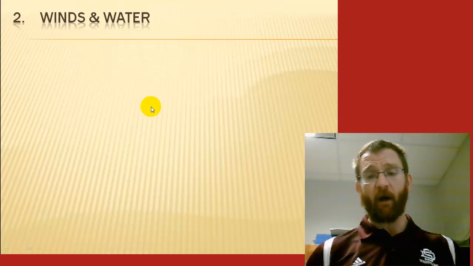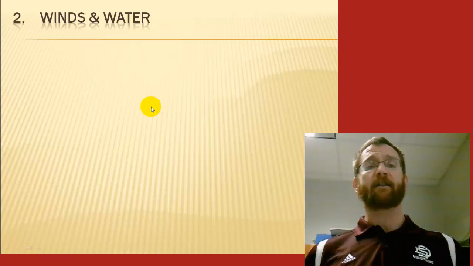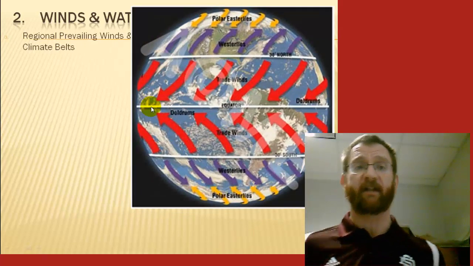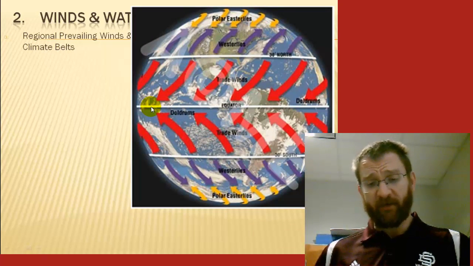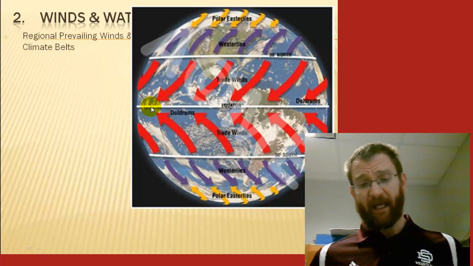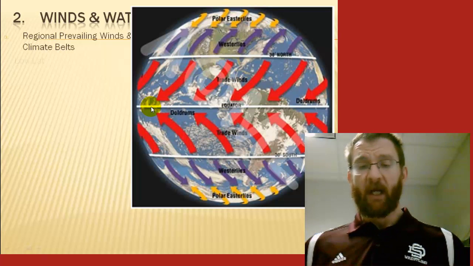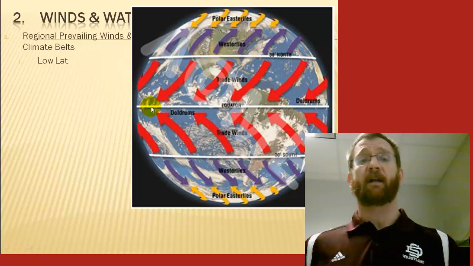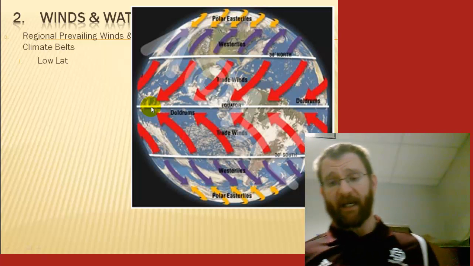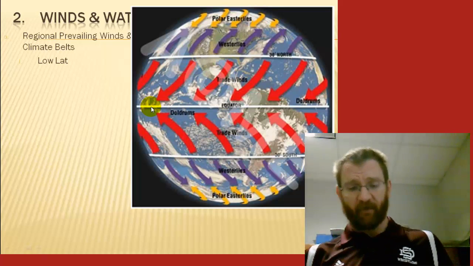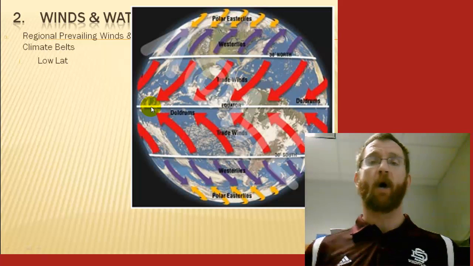All right, the next thing we're going to talk about is the influence that winds have on climate. So this is the next factor that helps you determine what a climate is in an area. The regional prevailing winds can influence the climate to make it colder or warmer than it should be based on the latitude. So again, you're going to draw another circle, but this time it's going to be a small circle here in your notes, somewhere on the outside on the notebook paper itself.